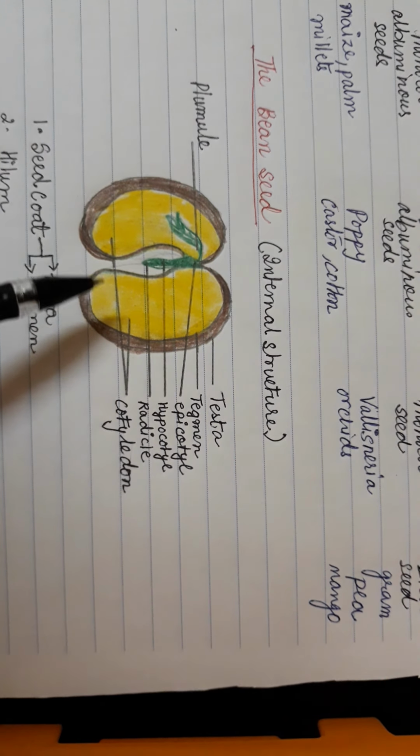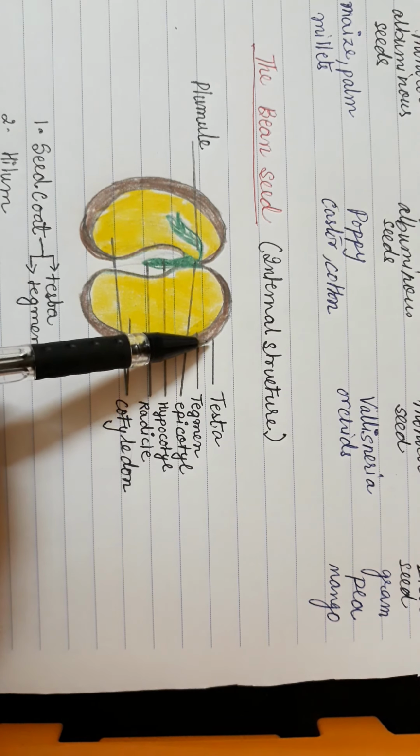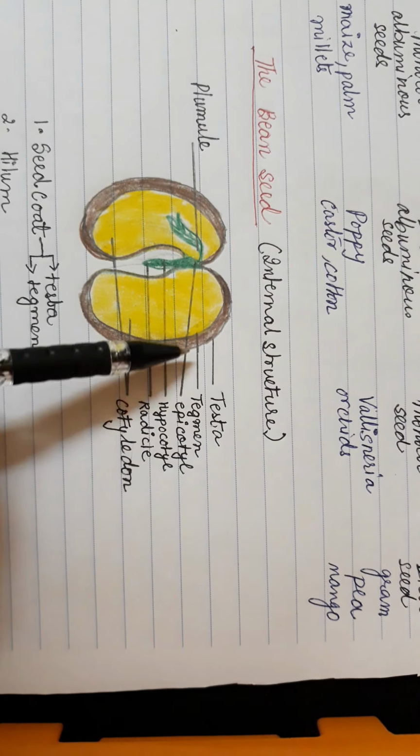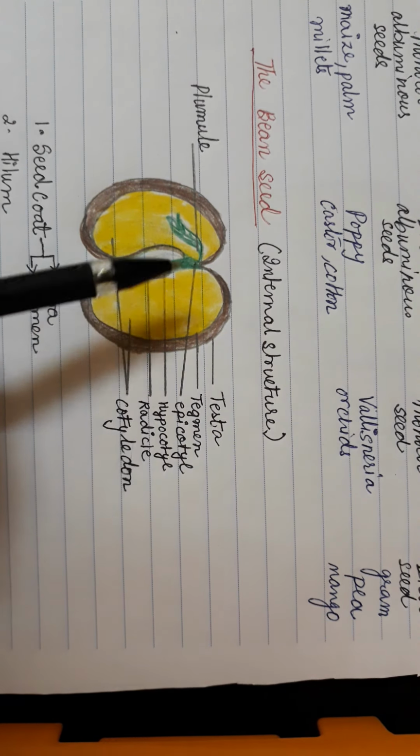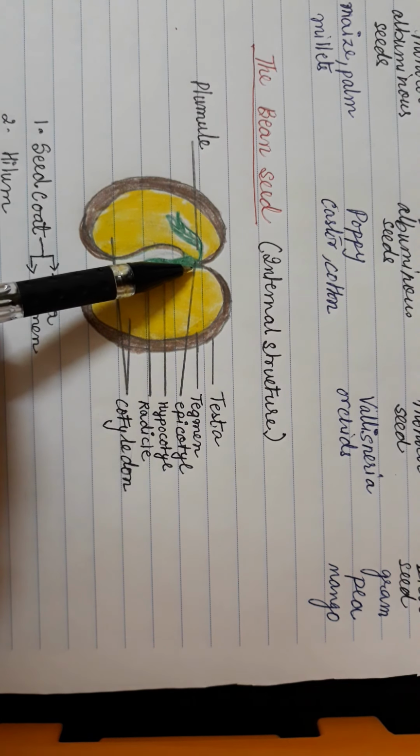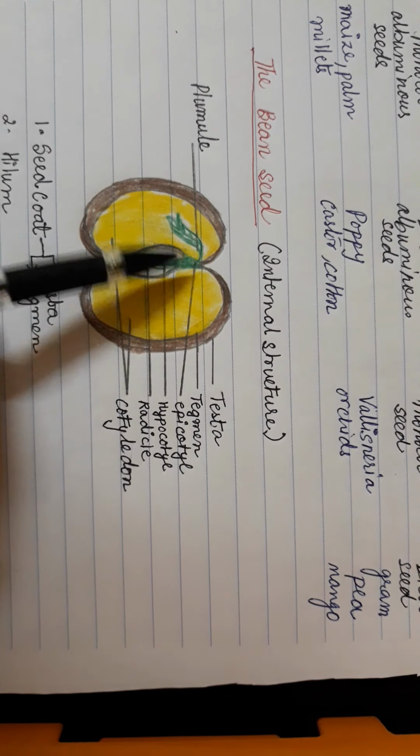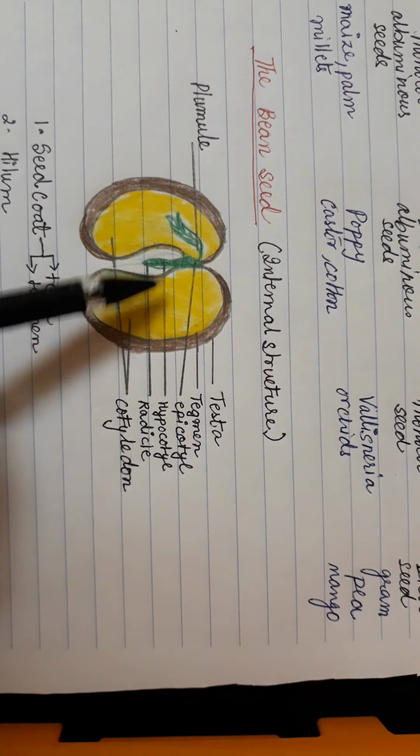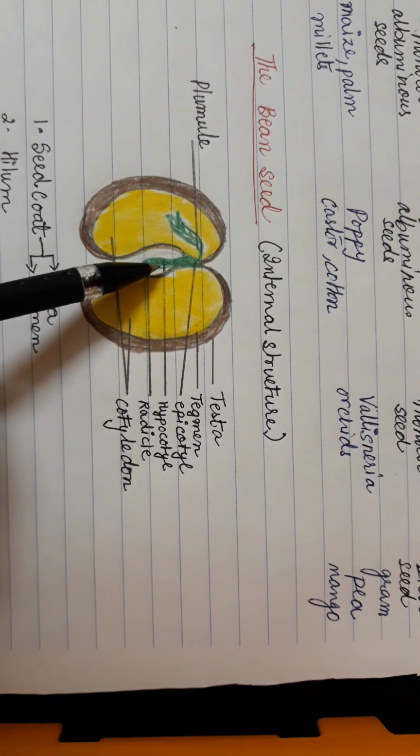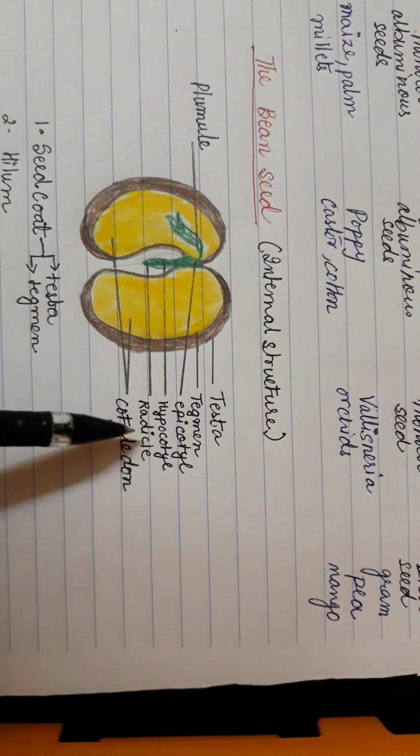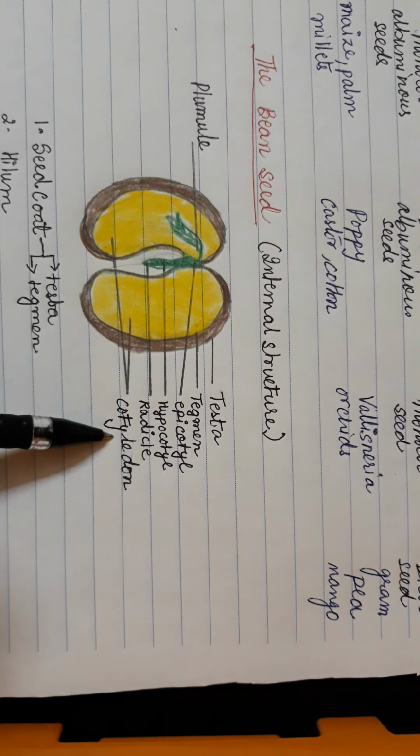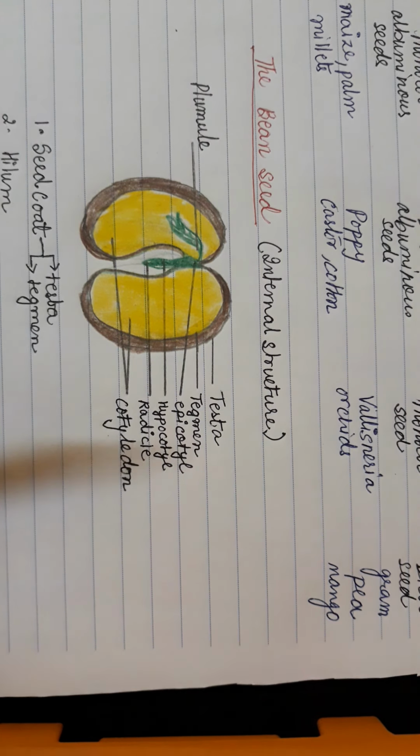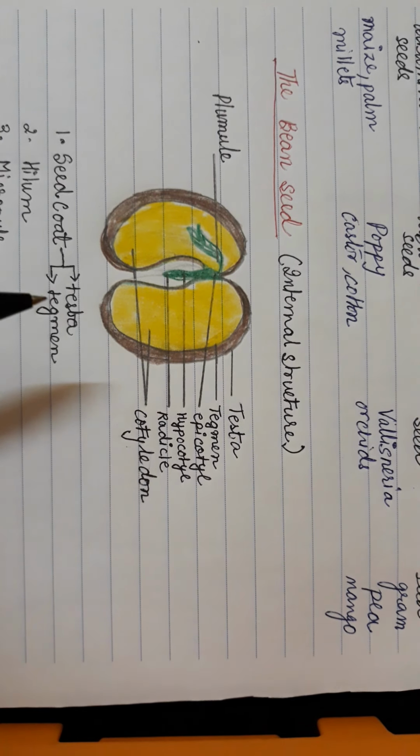The internal structure of bean looks somewhat like this: the outermost layer is the testa, then the innermost is the tegmen, then here we have the epicotyl. The epicotyl is the portion of the embryonic axis between the plumule and the mesocotyl. Then we have a hypocotyl, which is present in the embryonic axis between the mesocotyl and radicle. Then here we have a radicle, and these two are cotyledons. So this is the basic internal structure of bean seed. Now, the seed coat contains testa and tegmen.